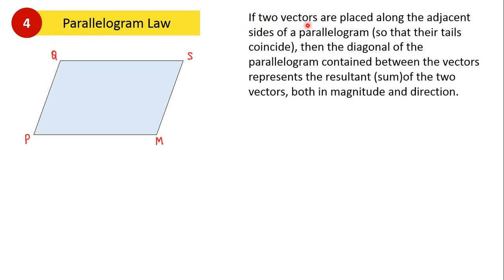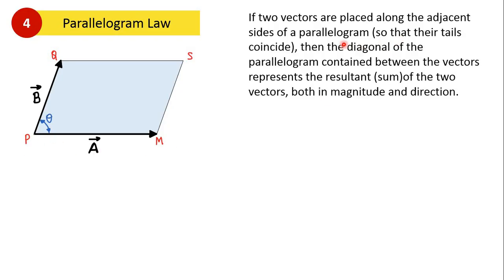If two vectors are placed along the adjacent sides of a parallelogram, see here is a parallelogram, and the two vectors are placed along the adjacent sides. So let us say the vector A is placed along one side of the parallelogram and vector B is placed along the other side of the parallelogram. And suppose the angle between them is some angle theta.